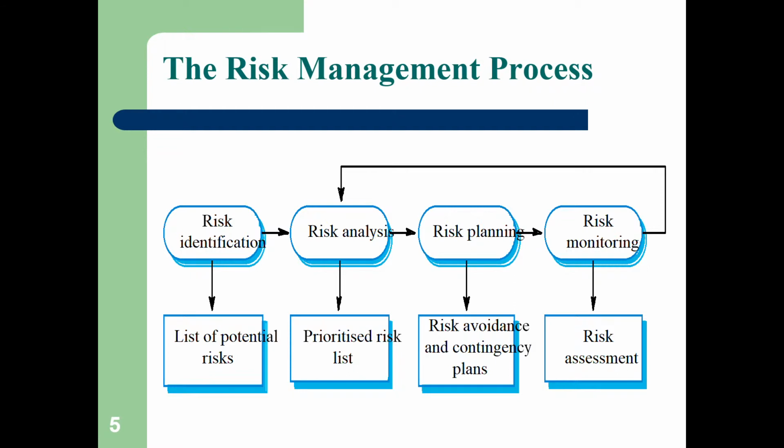From there, you go to risk planning. At risk planning, you're forming contingency plans so that you can try to avoid the negative risks from happening. And then after that, you do risk monitoring and risk assessment. You're watching to see what happens. You're trying to see how your plan worked, and if not, you need to make some adjustments, which is where you go back to risk analysis. And the process continues in that little loop right there.